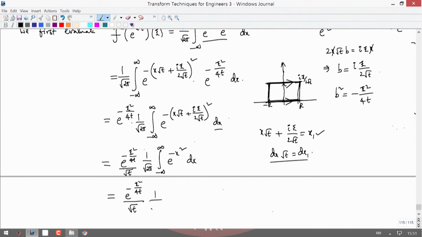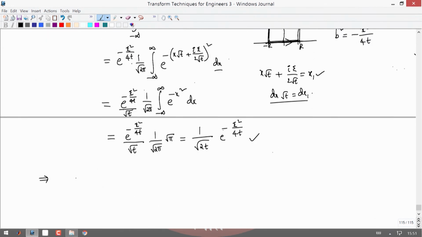1 by root 2 pi, this quantity is root pi, okay. So, let me write it carefully, this is root pi. So, the root pi goes. So, you finally end up getting 1 by root 2 t and you have e power minus xi square by 4 t. So, this is your Fourier transform of this.